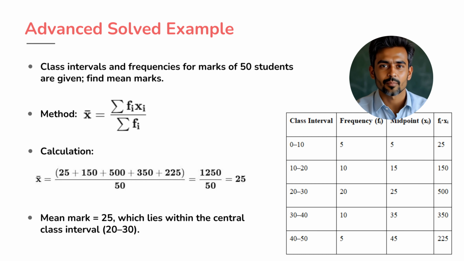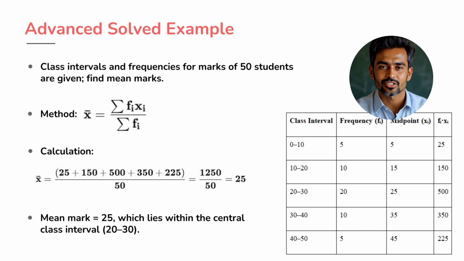Step 2. Multiply each frequency with its midpoint. You'll get products 25, 150, 500, 350, and 225. Step 3. Add them all. Total equals 1250, and total frequency equals 50. Now plug into the formula. x bar equals summation of fi xi divided by summation of fi equals 1250 divided by 50 equals 25. So the mean marks of the class is 25.